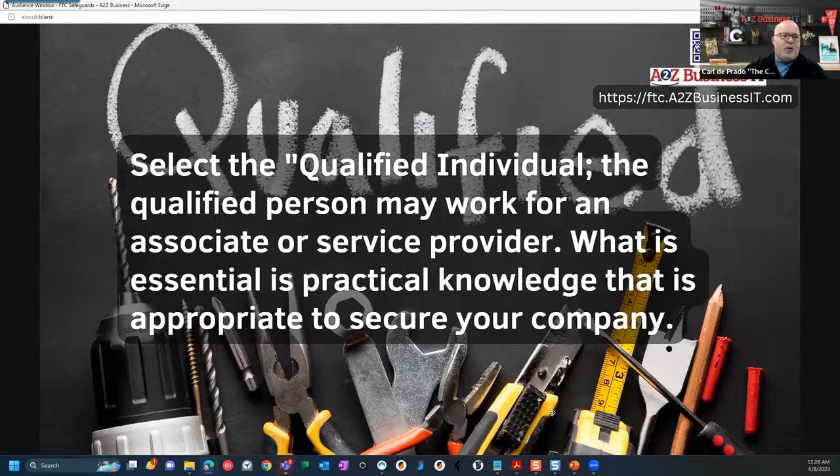And what's essential is that they have particular knowledge on how to secure your company at the end of the day. And like I said, if you have any questions, or you feel like this is a little overwhelming, because I know we're going to go through a lot here.